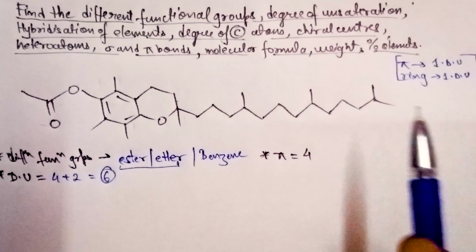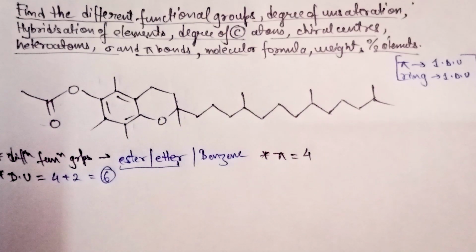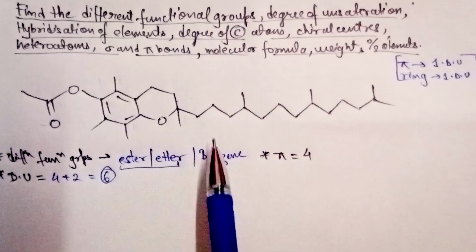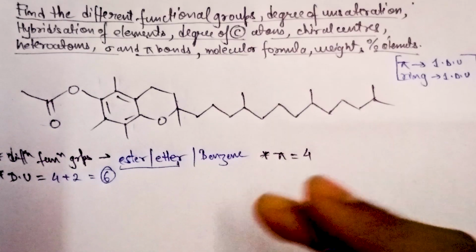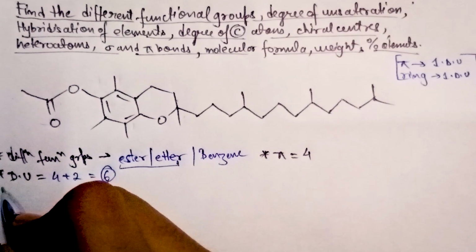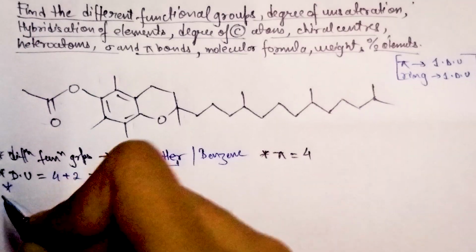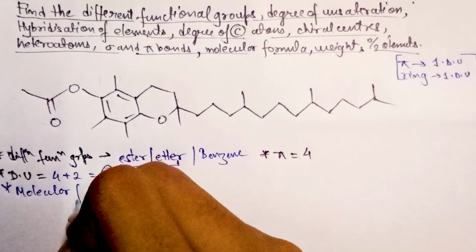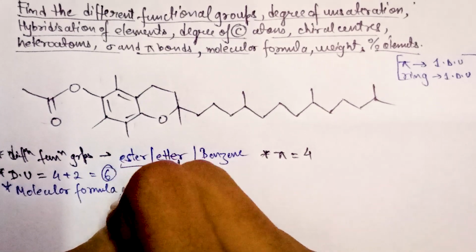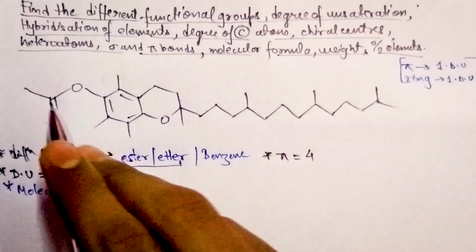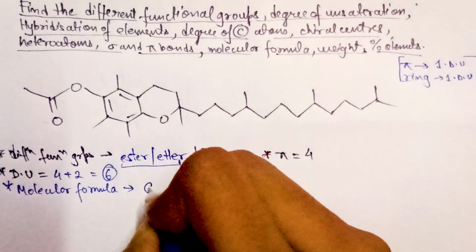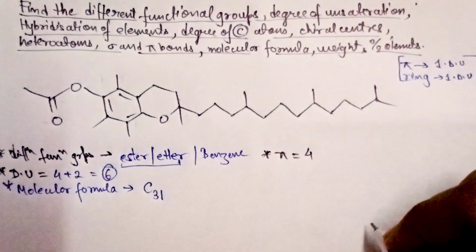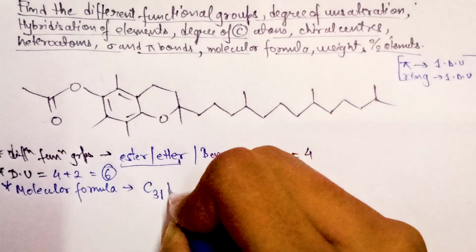Now, let us find out the number of carbon atoms in this molecule. On careful counting, we find that the number of carbon atoms in this molecule is 31. Therefore, we can easily find out the molecular formula of this compound. Let the hydrogen remain as it is.